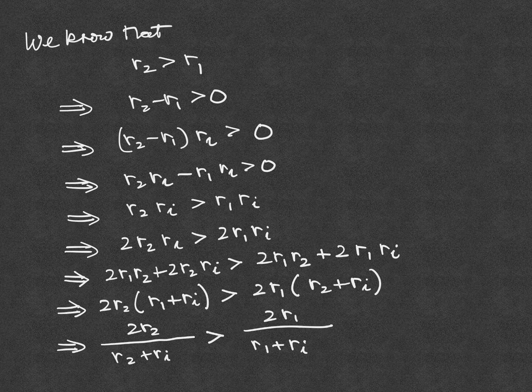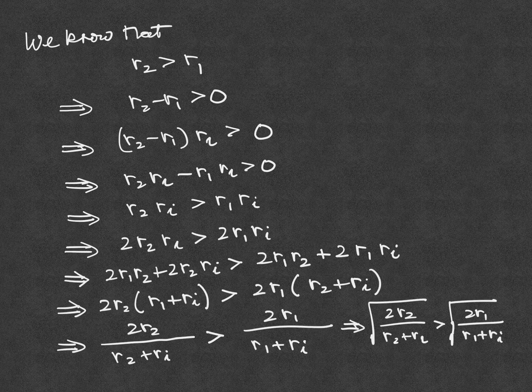So that gives us the result we want, because if these two quantities have that inequality, then their square roots do too, because these are both positive numbers and we're taking the positive square root. So as a result, the square root of 2R2 all divided by R2 plus Ri has to be bigger than the square root of 2R1 all divided by R1 plus Ri. So now we know the order in which we need to subtract in order to be able to make that absolute value positive.